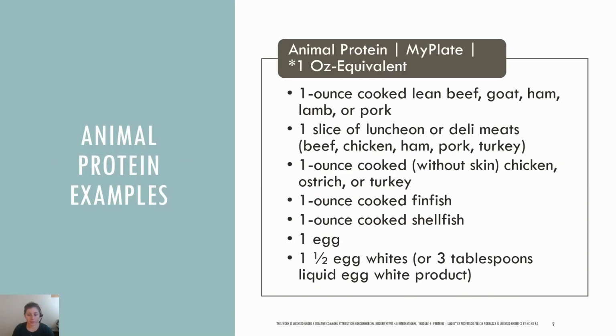Here are some examples of animal proteins. We have beef, goat, ham, lamb, pork, chicken, fish, eggs, and dairy products like milk.